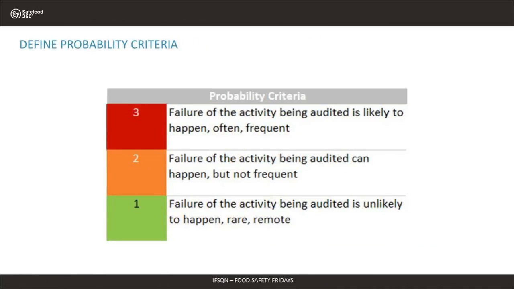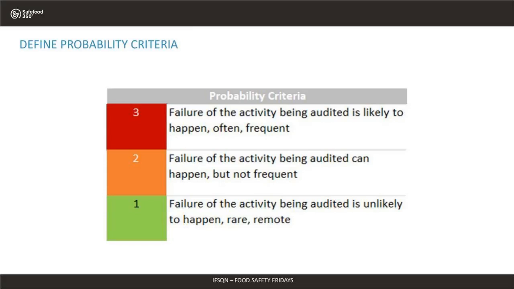I'm sure you're all familiar with it, but let's define the probability criteria. So remember, we're talking here about operational audits. Number one, failure of the activity being audited is unlikely to happen. It's rare or remote. Okay. Number two, value of 2: failure of the activity being audited can happen, but not frequently. And number 3, failure of the activity being audited is very likely to happen, often and frequently.